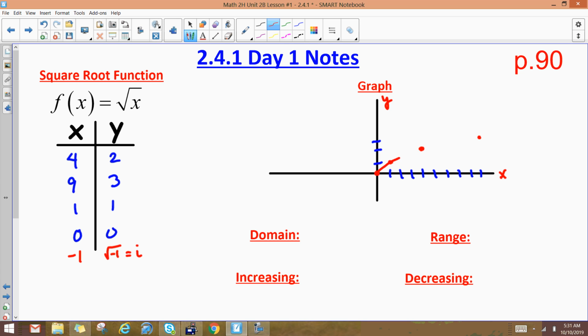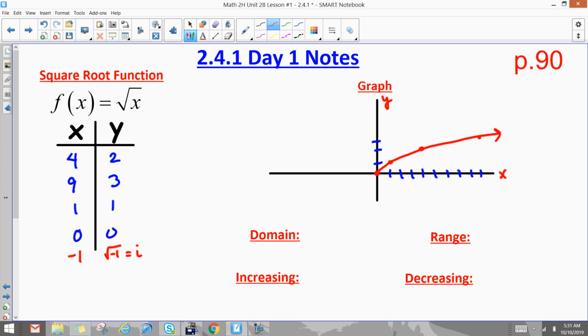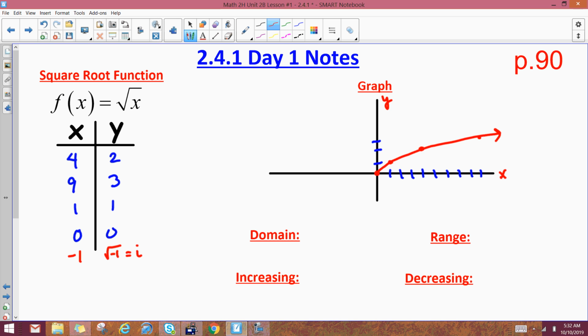So this is our basic shape for the square root function. We have nothing back here because it's all undefined. If you were to type this in your calculator, we'd just see error for all of these values. And it's going to continue on with this kind of curve going on forever. So we're going to try to answer these 4 main questions.